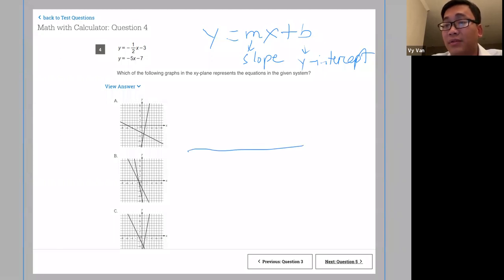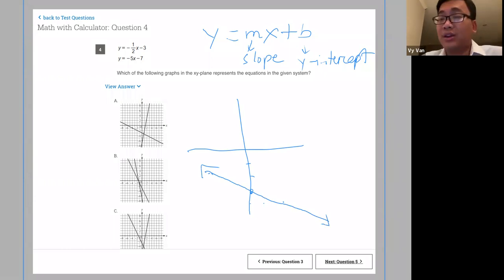Let's graph both functions very fast. It starts with -3, then 1, 2, and 3, because -3 is the y-intercept. The slope is -1/2, which means you go down 1 and across 2. You can also use your graphing calculator and put them in the calculator. So this question is kind of easy.